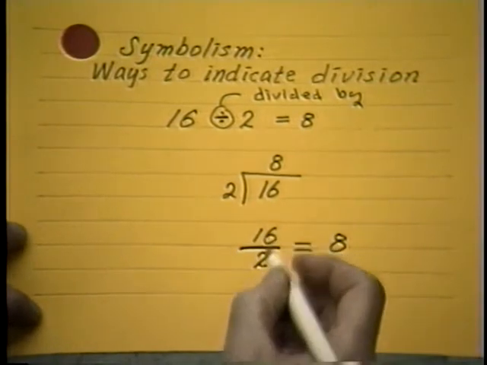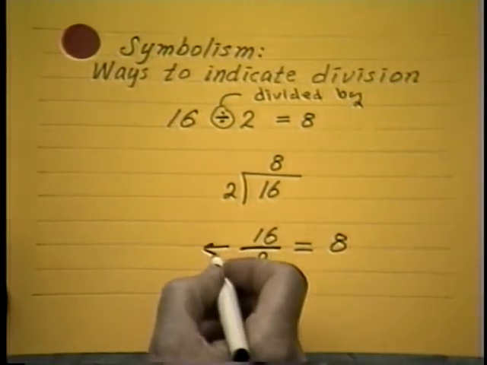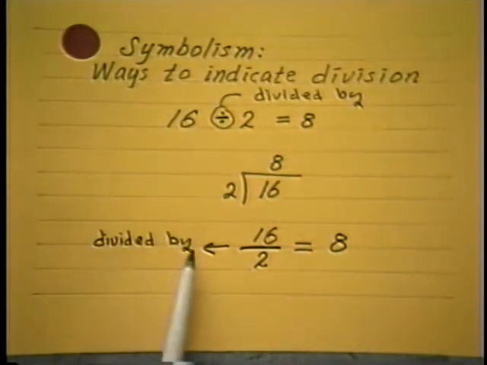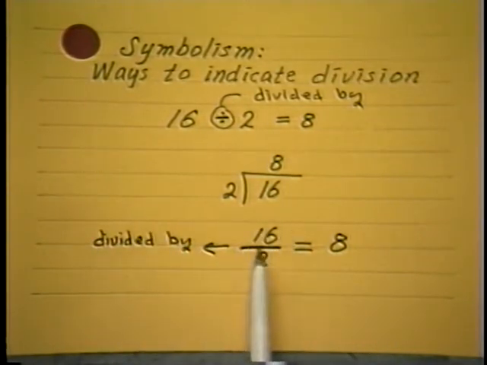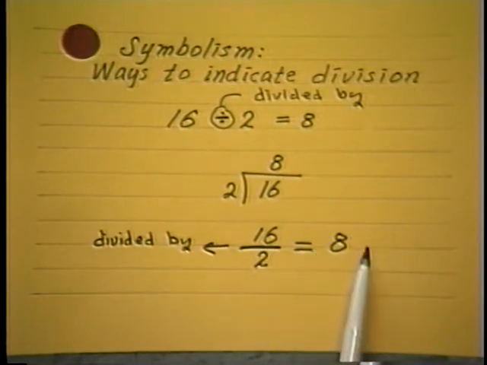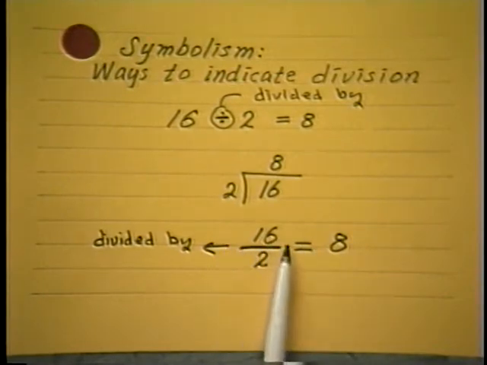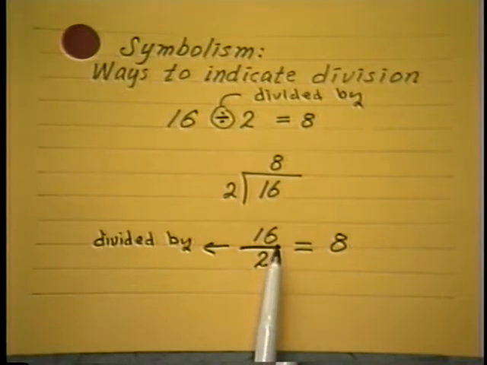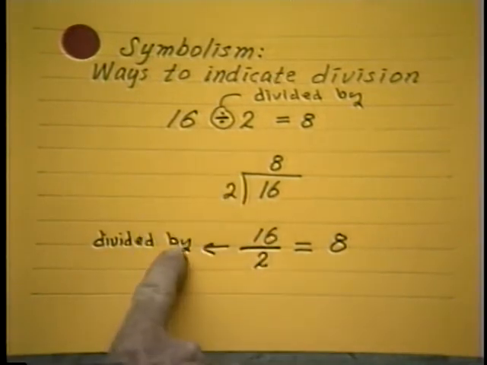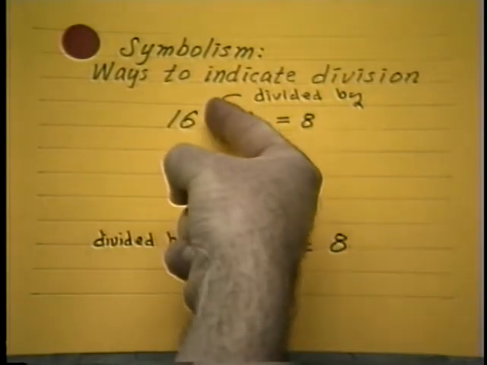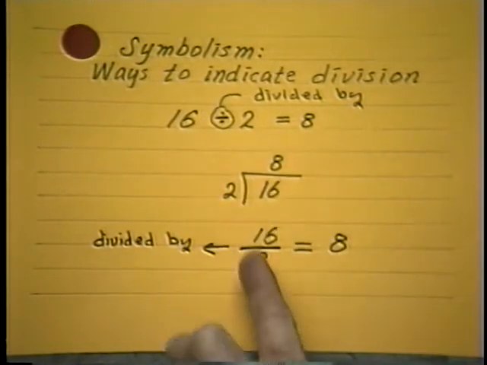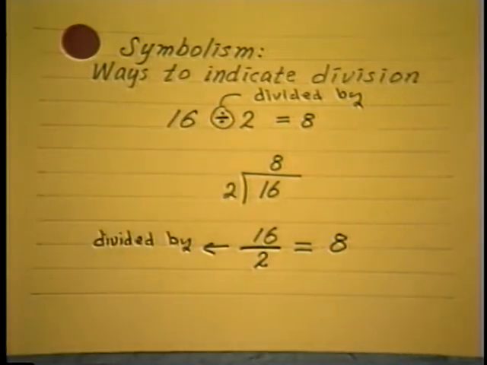The fraction bar also indicates the phrase divided by. So 16 divided by 2 is 8. This factor will become very important to us when we get to decimals and fractions, that you remember that this bar means divided by, not divide, but divided by. That simple little fact will make some problems very simple for you later. But be prepared to change from one notation to another as convenience strikes us in future problems.